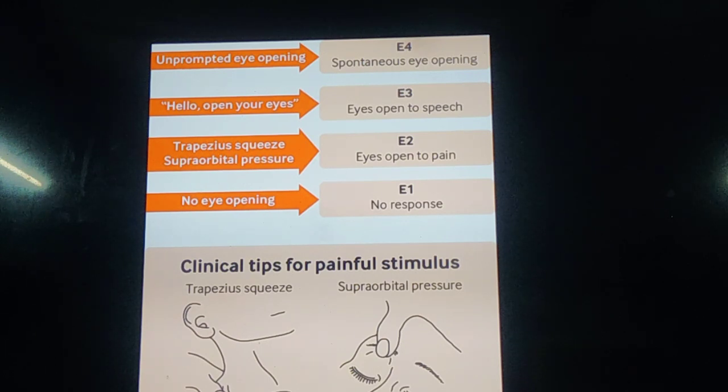Next, the patient's eyes are closed. You have received a patient and the patient's eyes are closed. Then you will call the patient. Hello sir, hello ma'am, please open your eyes. How are you? What happened? Something like that. You will speak to the patient without touching the patient. And to speech, when the patient opens the eyes, that time you will give the score 3.